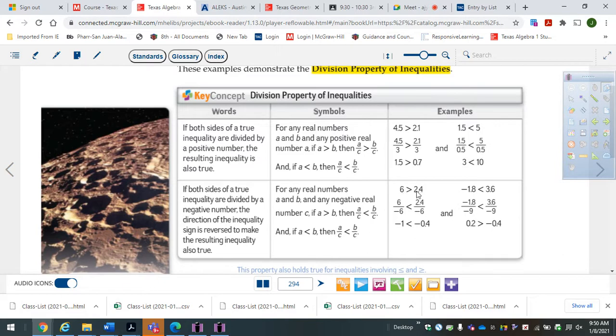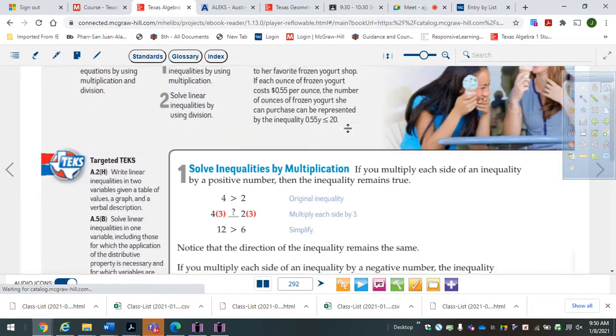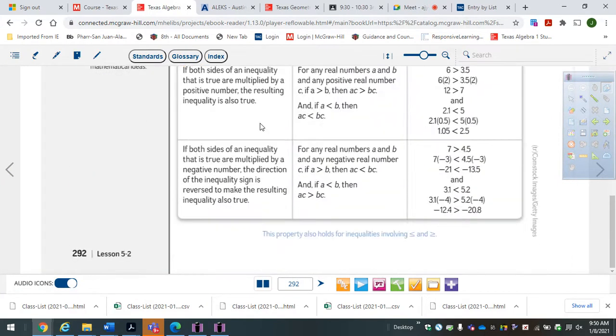Now if I have this one that's true, and I divide by a negative 6, you need to switch around the inequality sign. Same principle, guys, same idea. So if both sides of a true inequality are divided by a negative number, the direction of the inequality sign is reversed to make the resulting inequality also true. So you gotta kind of be aware of that. That's the only rule you need to keep. It's like solving an equation, guys. It's like what we've been doing since the first 6 weeks. Let's jump over here and start working on some examples.